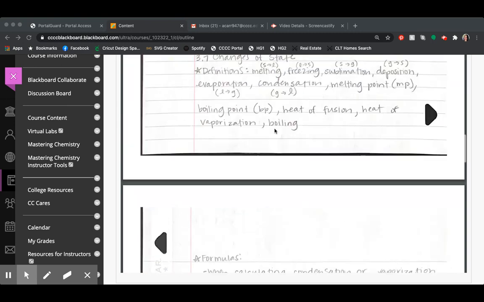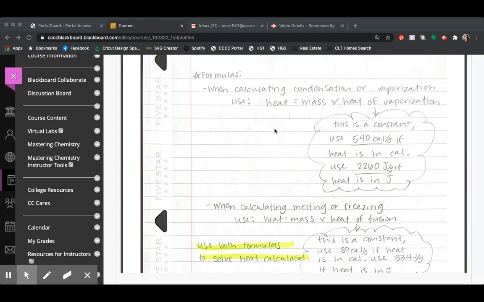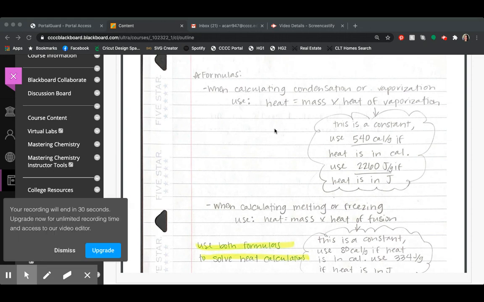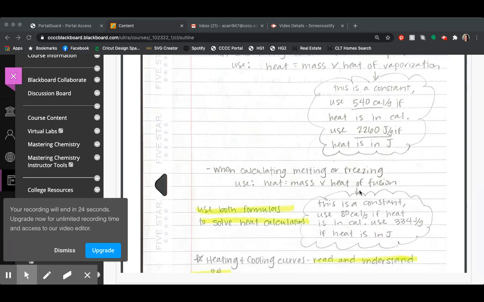All right, and then we're still in this same section, 3.7. There are two formulas that you'll see, and that's heat equals mass times heat of vaporization, and heat equals mass times heat of fusion. And you just have to know when to use each formula. So if you're calculating either condensation or vaporization, you're going to use heat of vaporization. If you're calculating melting or freezing, you're going to use heat of fusion. And heat of vaporization and heat of fusion are both constants. I don't care if you remember these or memorize these or not, but they are there for you, and you see the different units.